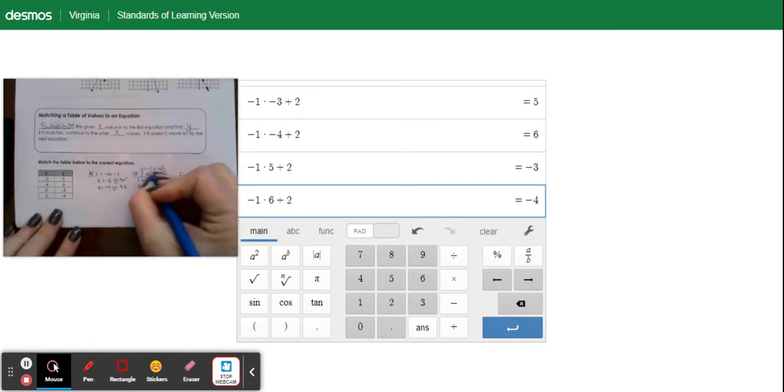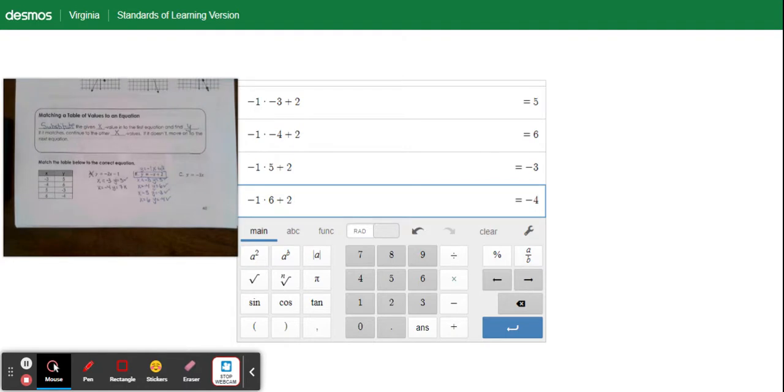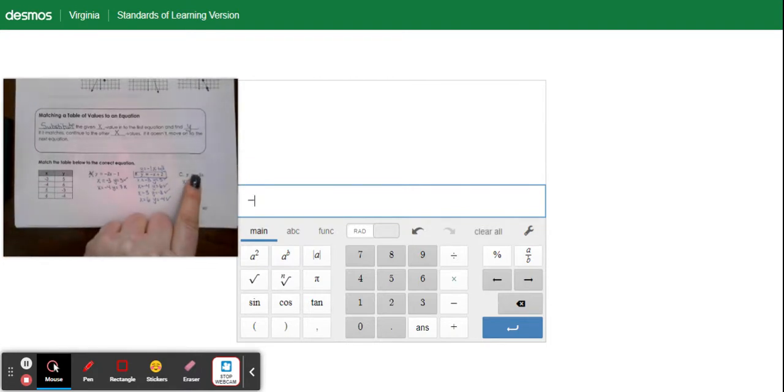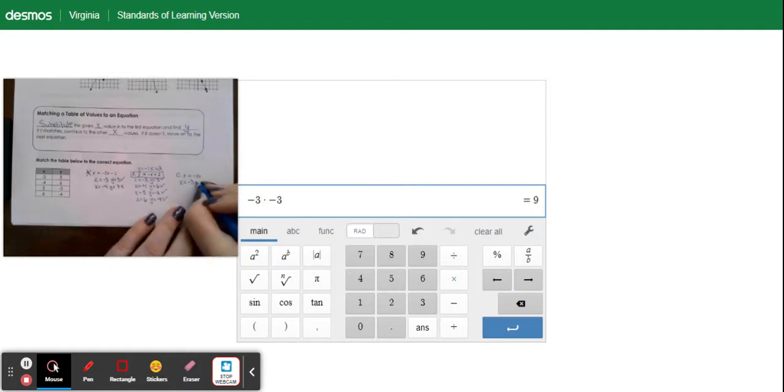That's my answer. But just to prove that, if I were to put in x equals -3 here, I'm going to just clear this, clear all. If I do -3 times -3, y equals 9. So this one didn't work off the first point.